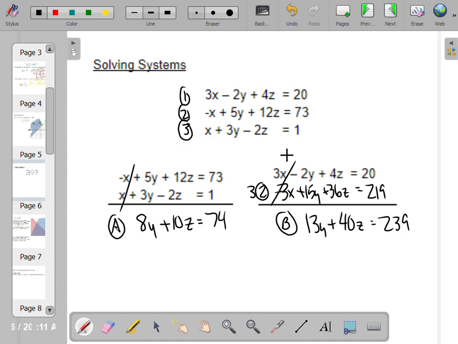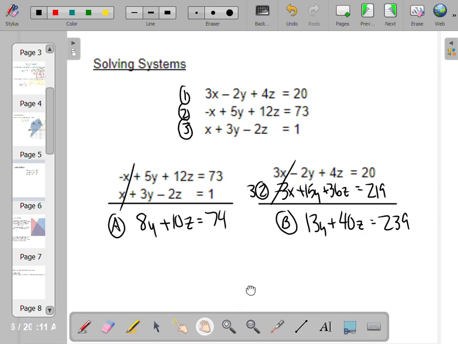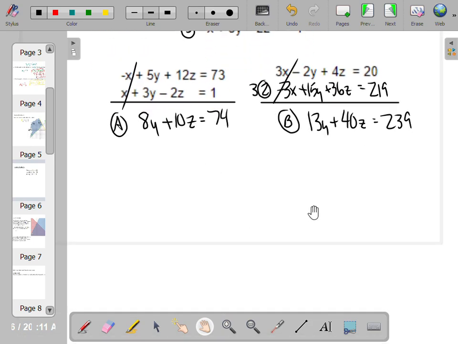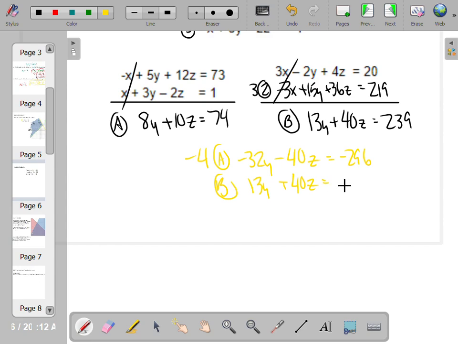Notice I have two variables and two equations, so I can combine these two equations to eliminate a variable, and then the dominoes start to fall. How can I do that? Let's see. 8 and 13, 8 doesn't go into 13. 10 goes into 40, so I'm going to do -4 times my A equation, which would be -32y minus 40z equals -296. Line B: 13y plus 40z equals 239.